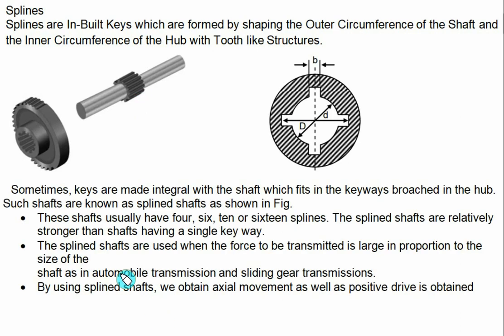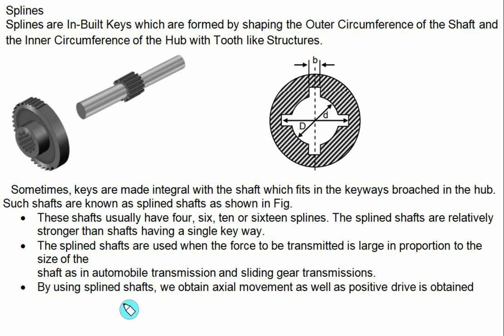So basically the splines are nothing but a number of keys which are made integral with the shaft and which fit the keyway broached in the hub. Such shafts are known as spline shafts. This shaft usually has 4 splines as shown in the figure, or we have 6, 10 and 16 splines. The spline shafts are relatively stronger than a shaft having a single keyway. The spline shafts are used when the force to be transmitted is large in proportion to the size of the shaft, as in automobile transmission and sliding gear transmission.